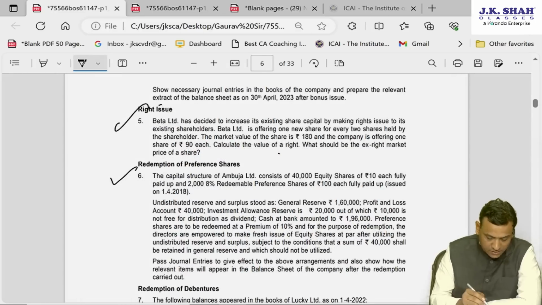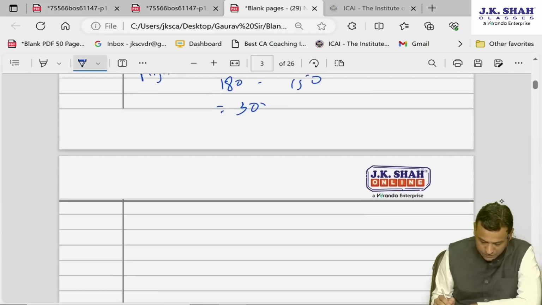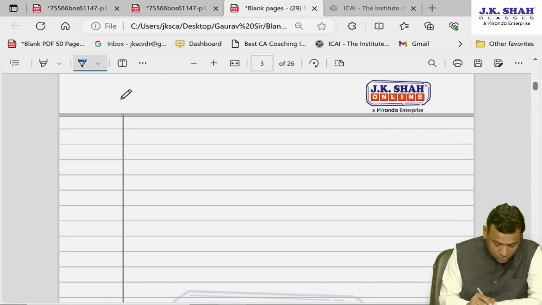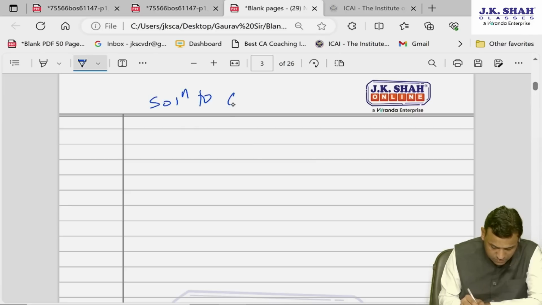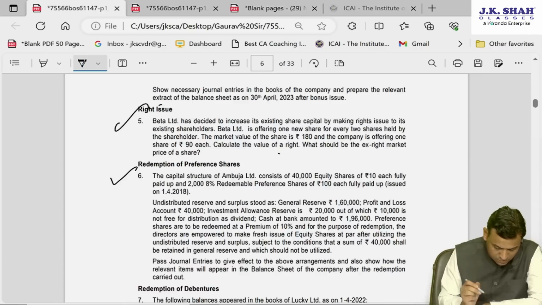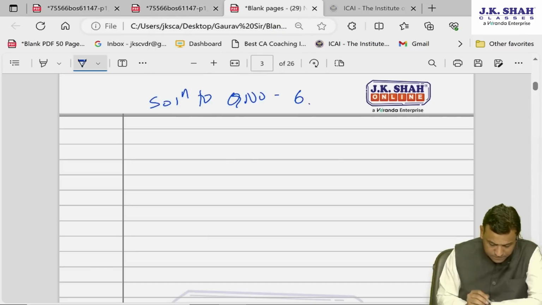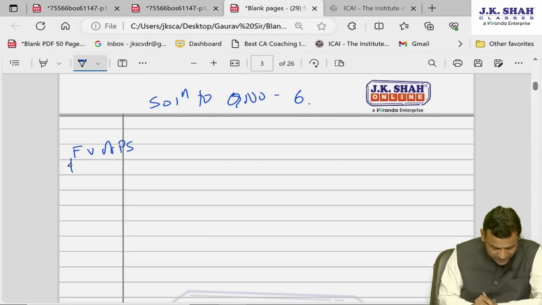Now friends, if you look properly, how we are going to take care of it. So there is nothing but my question number 6. Face value of preference shares to be redeemed.